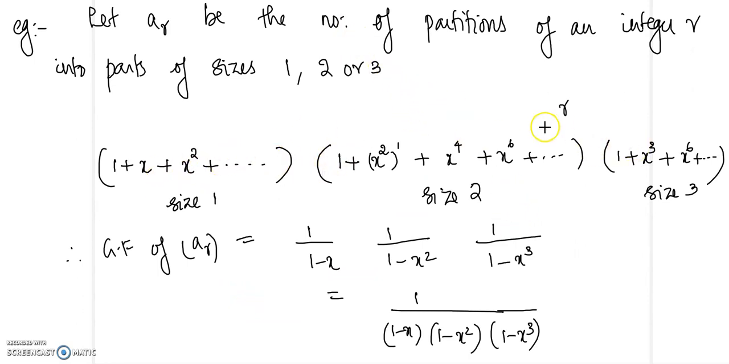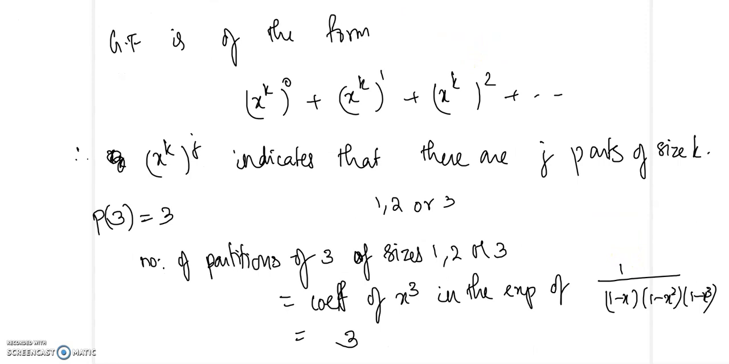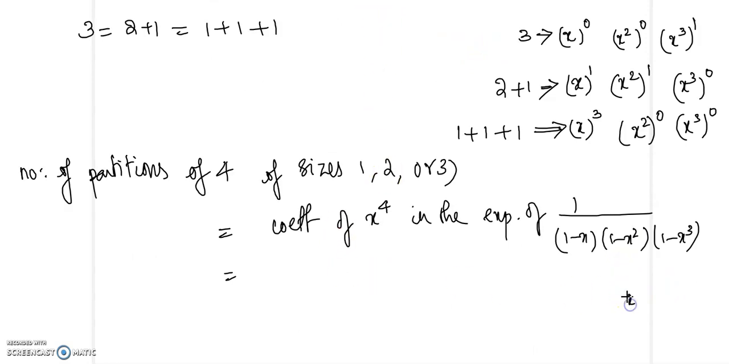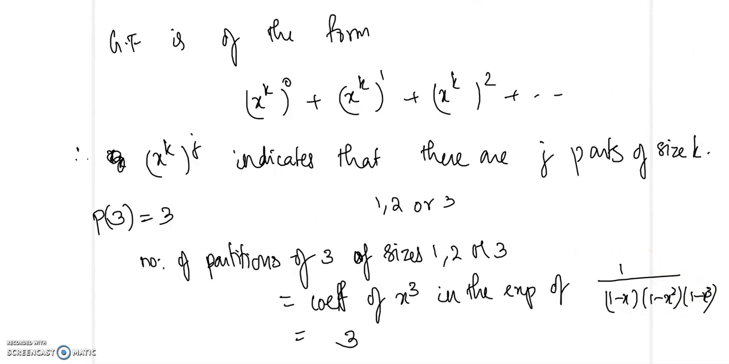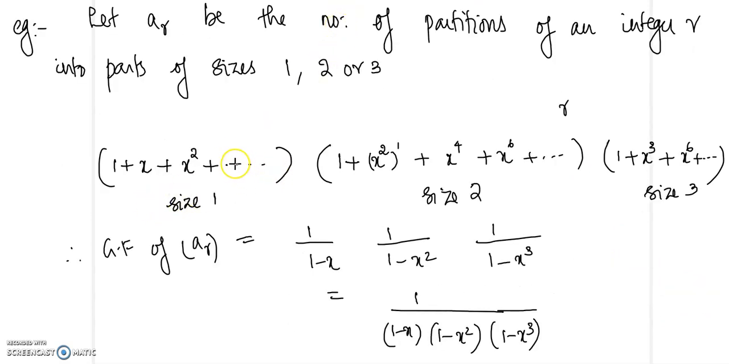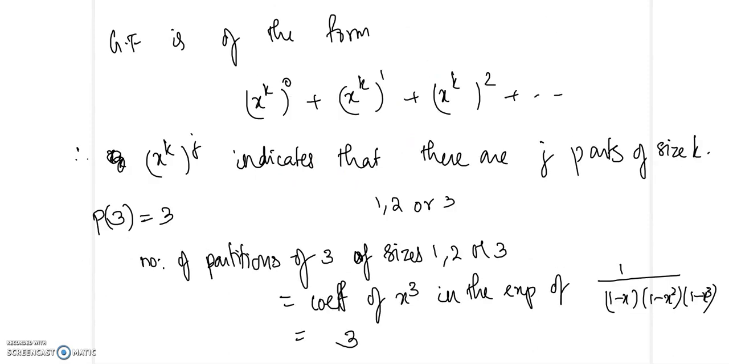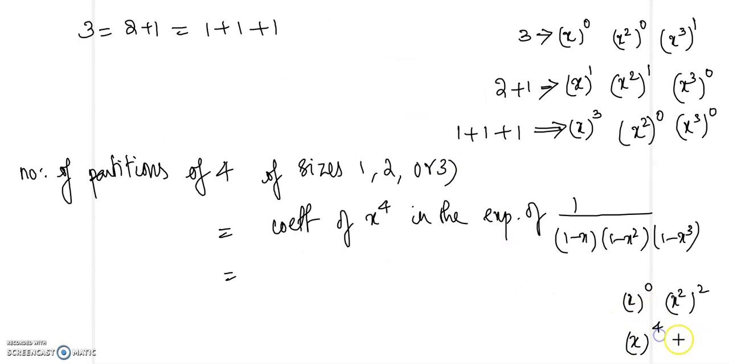The coefficient of x raised to 4 comes from: you have 1 and x raised to 4. So 1, that is x raised to 0, then x square whole square, and in x raised to 4 you will have x raised to 4 and 1. x raised to 4 and x square power 0, and then we have x square and x square whole power 1.